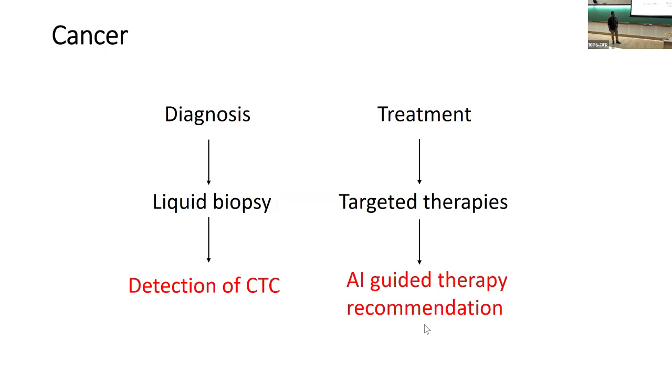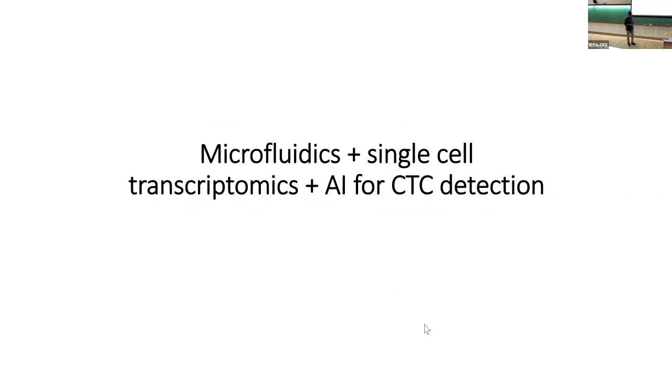On the treatment side, we'll talk about targeted therapies, and under that, AI-guided therapies, primarily talking about how we can use chemoinformatics and bioinformatics in conjunction to predict how a drug would act on a person given his or her cancer profile in terms of transcriptomics. The first part talks about microfluidics, single cells, transcriptomics, and artificial intelligence for CTC detection.